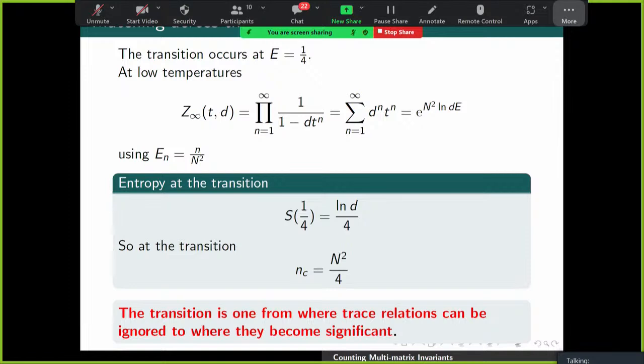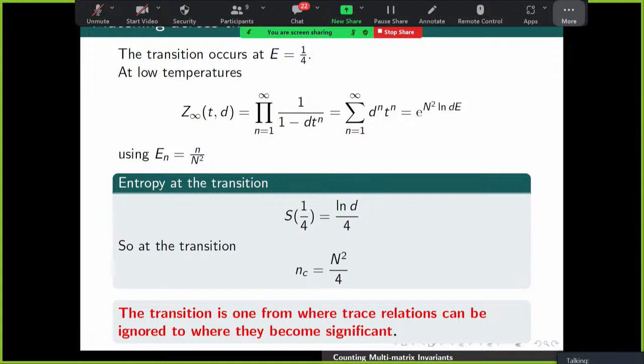At low temperature, we have Z infinity of T and D being this one. I'm just rewriting what we saw earlier. Z infinity of T being this exponentially growing with the energy, but that's only valid up to 1/4. It's matched at S equal at 1/4, the energy being 1/4, and we get the energy being log of D over 4, and the transition occurs exactly at n² over 4.